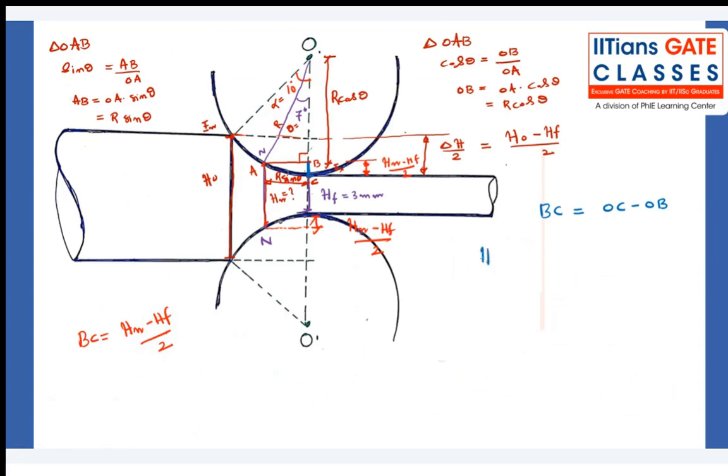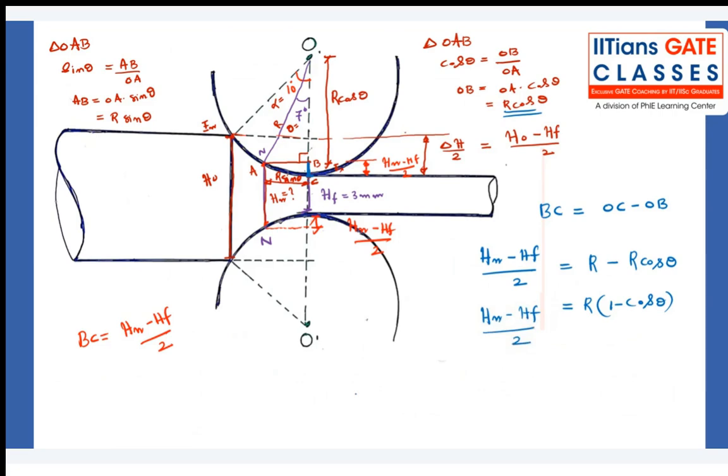Now BC is equal to (Hn minus HF) divided by 2, which equals OC minus OB. OC is again R, and OB is equal to R cos theta. Isn't it, guys? So here it is R into (1 minus cos theta). Now here it is going to be (Hn minus HF) by 2.